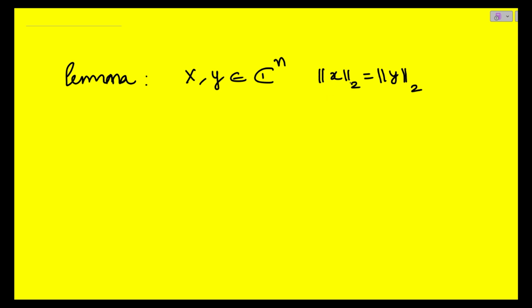So this is the norm, and when I say two, it's the Euclidean norm. That's what I'm calculating. It's a Euclidean norm, and let's say this is positive.